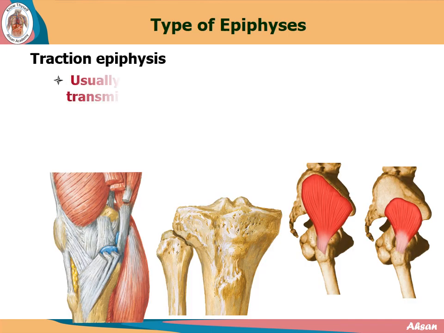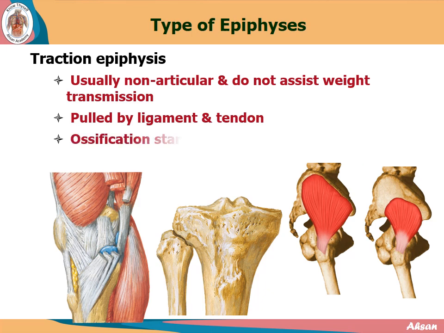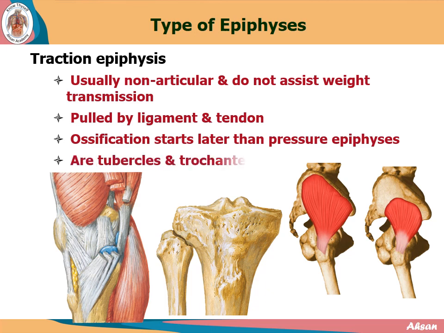Traction epiphyses are usually non-articular and not in the line of weight transmission. They are formed because of the pull, primarily by the tendon, also by the ligaments. This ossification starts later than the pressure epiphysis. In pressure epiphysis, the ossification starts early, but union with the shaft occurs late. Usually the ossification center of traction epiphysis appears later, but it fuses with the shaft early.